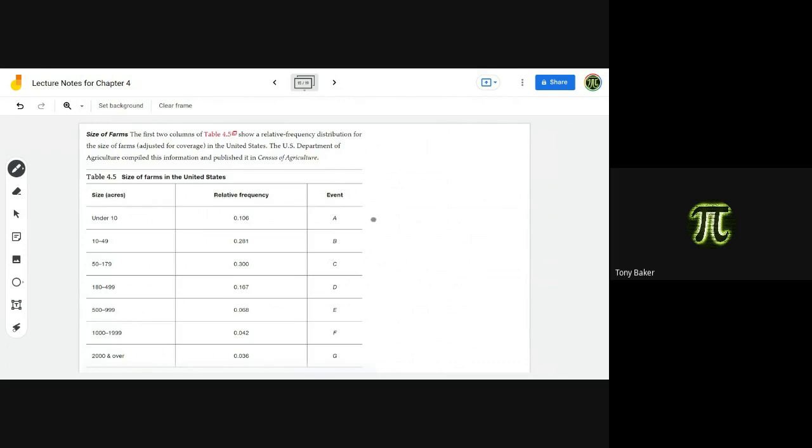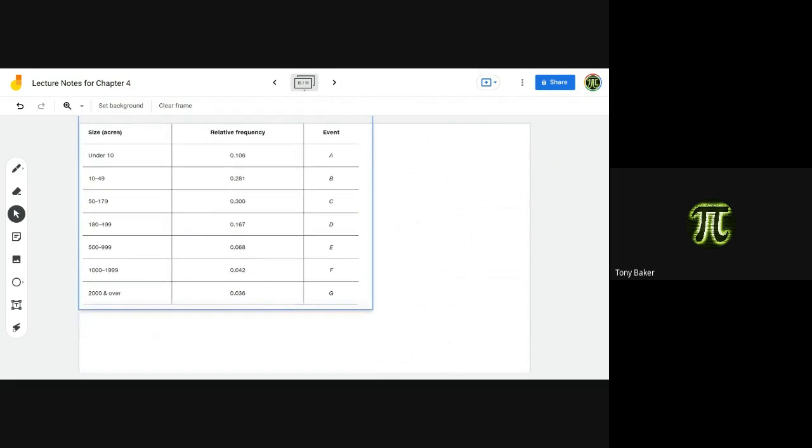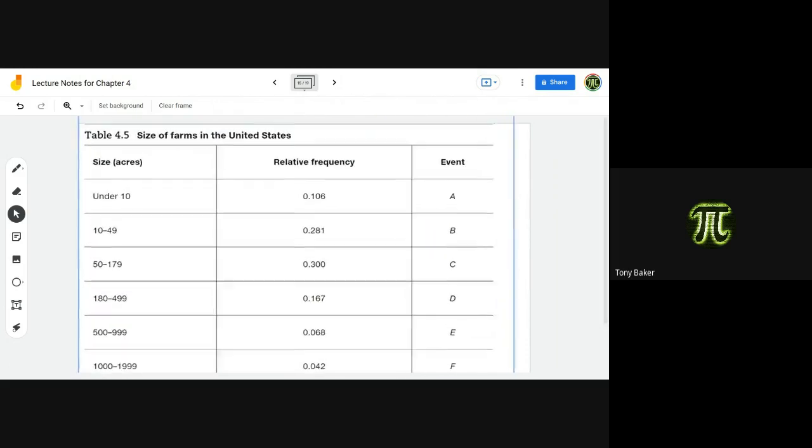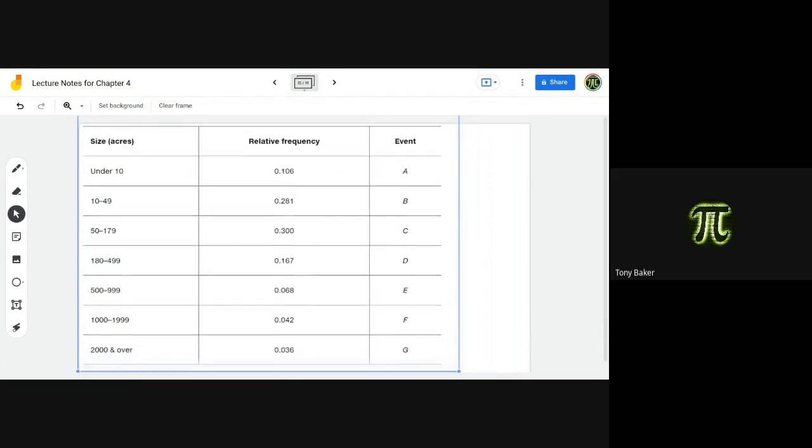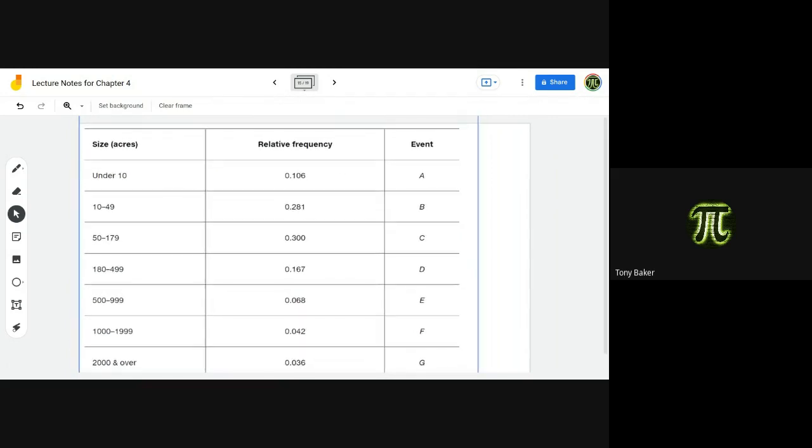All right. I don't think you guys can read that. That's tiny. See if I can make that a little bigger. Is that better? All right. I can't make it much bigger than that, unfortunately.